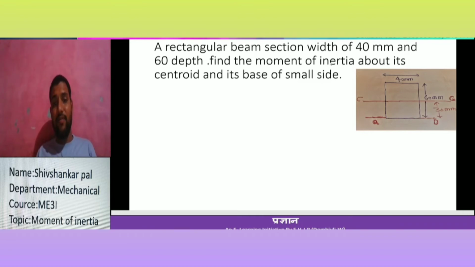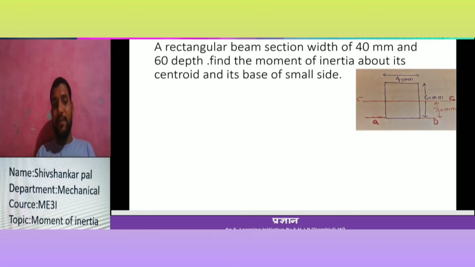Here it says to find the moment of inertia about its centroid. Basically, simply find the moment of inertia about the centroid, and also about its base, that is the base of the small side. Also find the moment of inertia about this base.